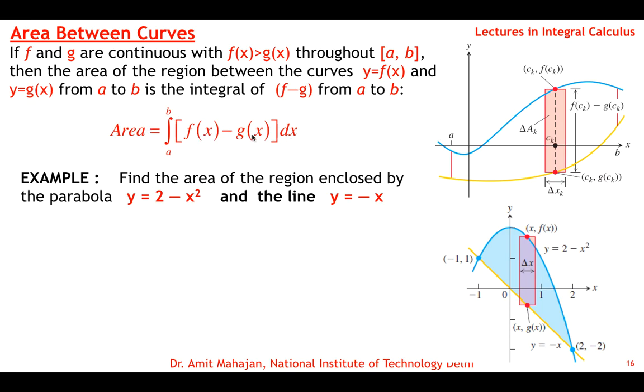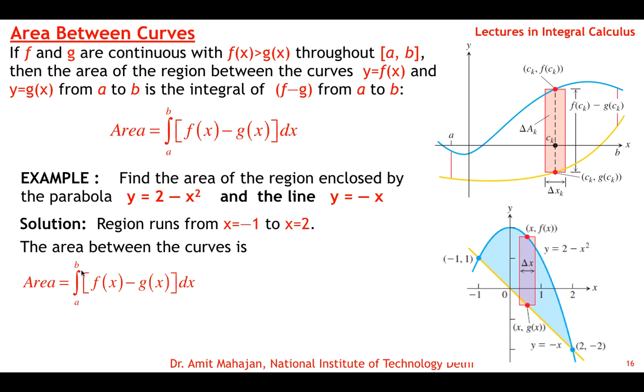Now a and b are the lower and upper points of x, which are minus 1 to 2. So the integral from minus 1 to 2 of f(x) minus g(x). f(x) is the upper curve, which is 2 minus x squared, and g(x) is the lower curve, which is minus x. So clearly the region runs from x equals minus 1 to x equals 2, and the area can be calculated by this formula because f is greater than g everywhere in this interval. So we just need to integrate from minus 1 to 2 of 2 minus x squared plus x dx.